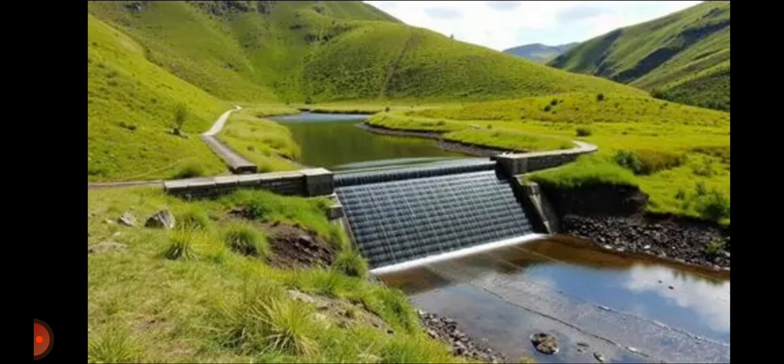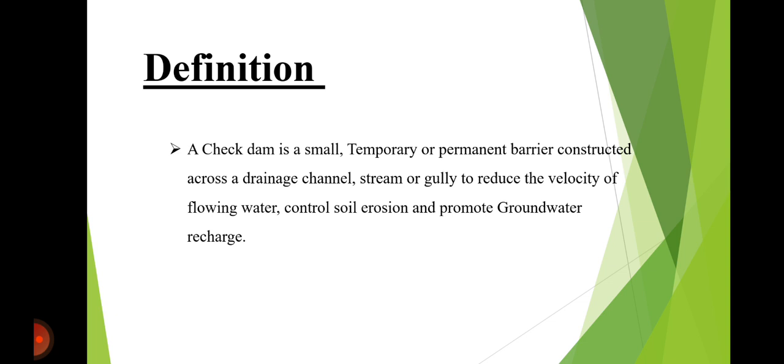So, water storing areas. A check dam is a small temporary or permanent barrier constructed across a drainage channel, stream or gully to reduce the velocity of flowing water, control soil erosion and promote the groundwater recharge.